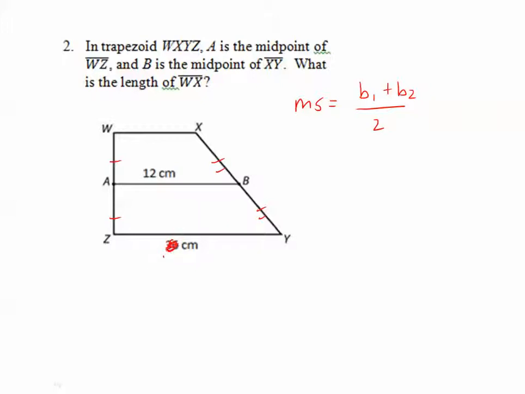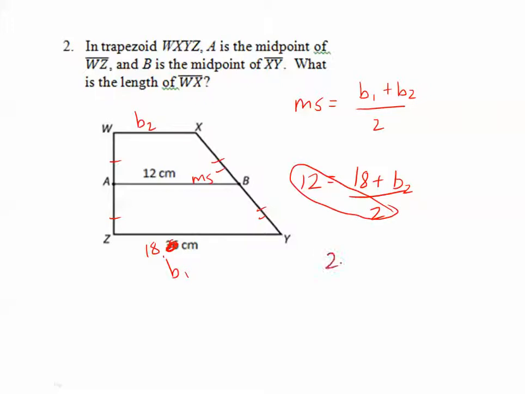So this I told you to change to 18. And this is base 1, this is base 2, and this is my mid-segment. So if I plug in what I know, my mid-segment is 12, base 1 is 18, plus base 2, we don't know what that is, divided by 2. So we cross multiply, 2 times 12 is 24, equals 18 plus base 2, which I'm going to call x. So then I draw my line, I subtract 18 from both sides, and I get x equals 6 centimeters.